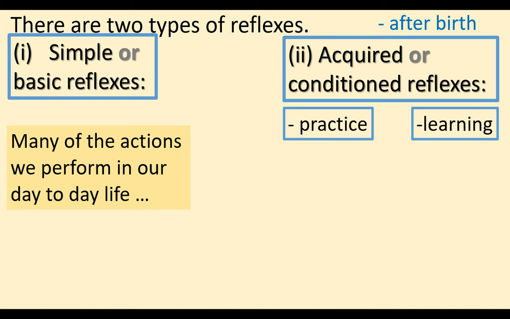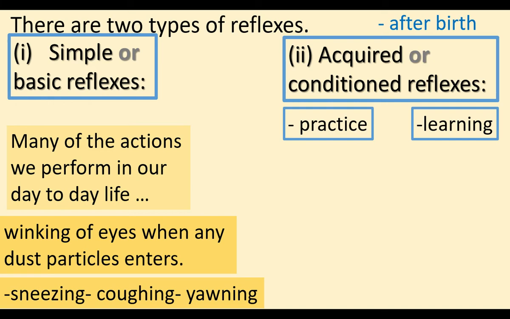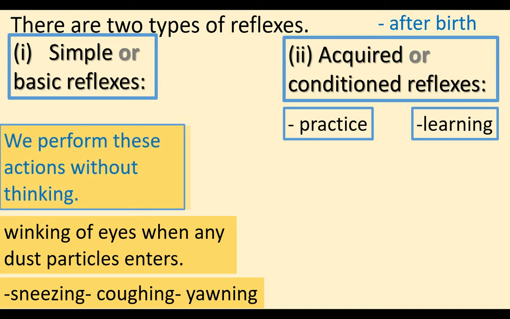Many of the actions we perform in our day-to-day life are simple or basic reflexes. Let us see some examples. Winking of eyes when any dust particles enter. Without any planning, without any thinking, we wink our eyes. Sneezing, coughing, yawning are some basic reflexes. These activities take place without our conscious effort, without our thinking.